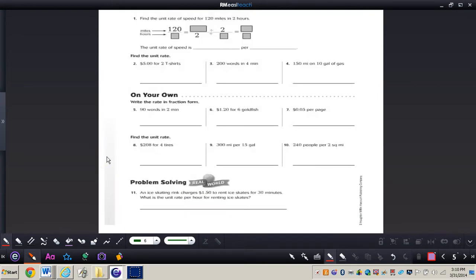Okay, let's take a look at the next problem here. For number 1, it says find the unit rate of speed for 120 miles in 2 hours. Okay, so first of all, we can write this rate.